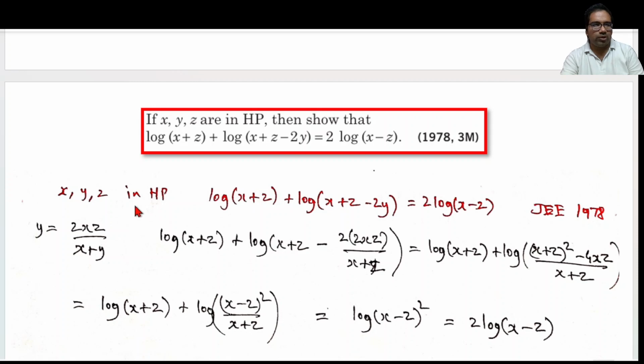If these three are in harmonic progression, that automatically means 1 by x, 1 by y, 1 by z are in arithmetic progression. We can clearly say y equals 2xz by (x plus z). This is the regular formula.